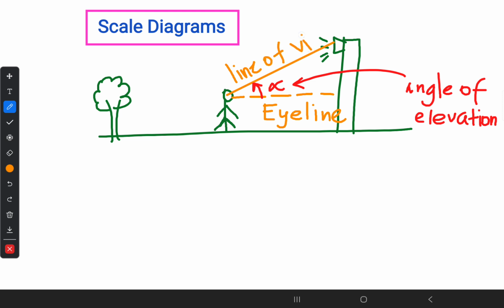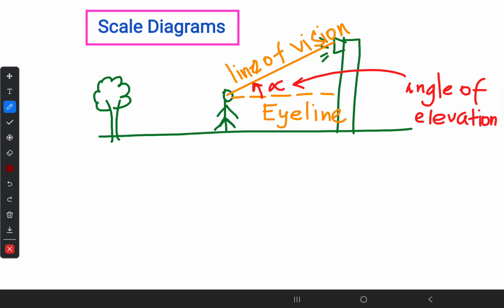One important thing: for a particular person, when the object changes, the line of vision might change, but their eye line is always a horizontal line. If your height is 4 feet, your eye line is a constant one. Always your eye line is the same. We use a dotted line to indicate the eye line of a particular person.